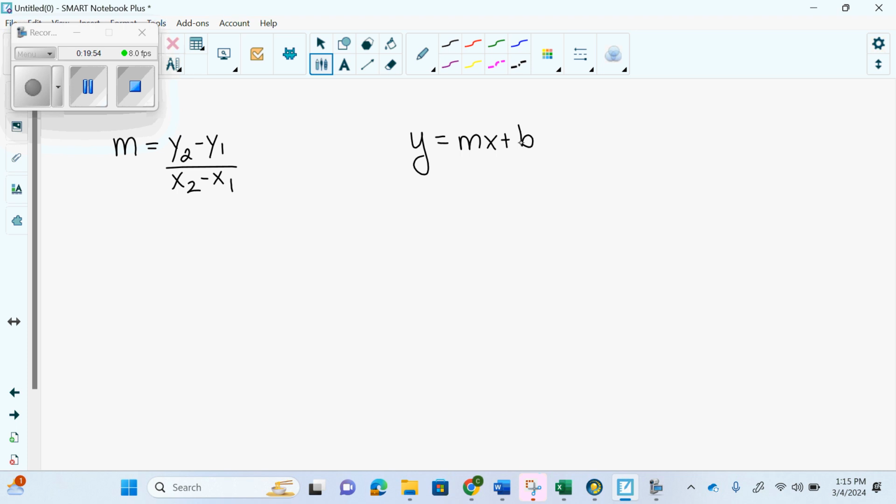Point-slope form is the slope formula rearranged. That's all it is. If I have x2 minus x1 on the bottom, I can move the whole thing to the other side by multiplying. So you're not writing anything, you're just taking in knowledge. We multiply by x2 minus x1. Perfect. So we have y2 minus y1 equals m times x2 minus x1 if I rearrange the formula.